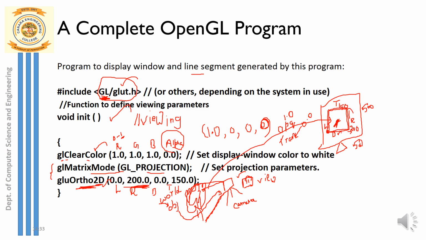And clear color is an optional function where you set the background color of your display window. If all RGB values are set to 1, it indicates a white color. Okay, this is how the viewing function is defined in an OpenGL program. And remember, this viewing function is defined inside a user defined function called init.